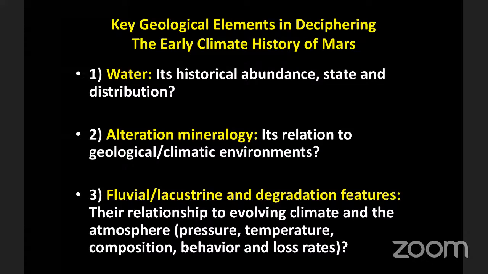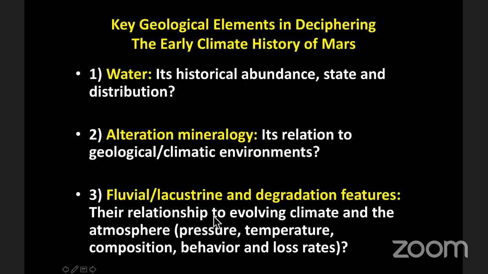And so our approach from a geological point of view has been to use as proxies the key geological elements to decipher the early climate history of Mars. We look at water as a proxy. What is its historical abundance? What is its state and what is its distribution? We look at alteration mineralogy as a proxy. What is its relationship to geological and climatic environments? And then we use the geological features, fluvial and lacustrine and degradation features. What are their relationships to evolving climate and the atmosphere, pressure, temperature, composition, behavior, and loss rates, for example?